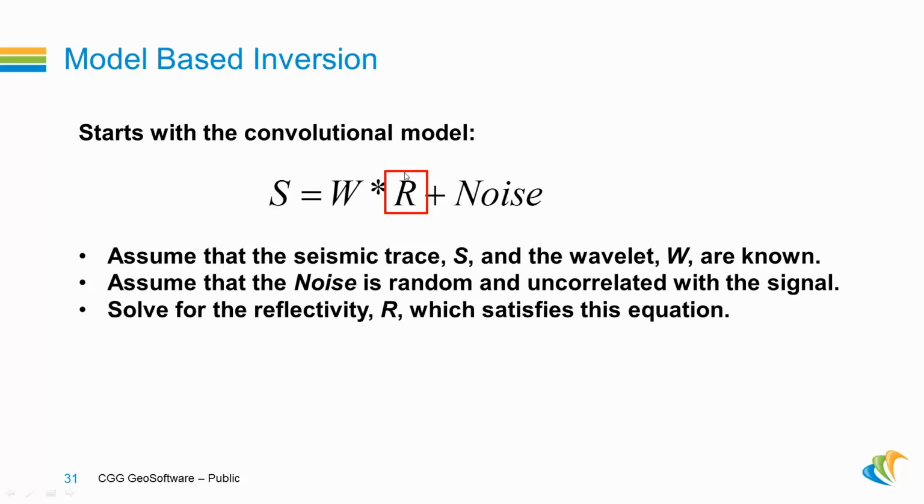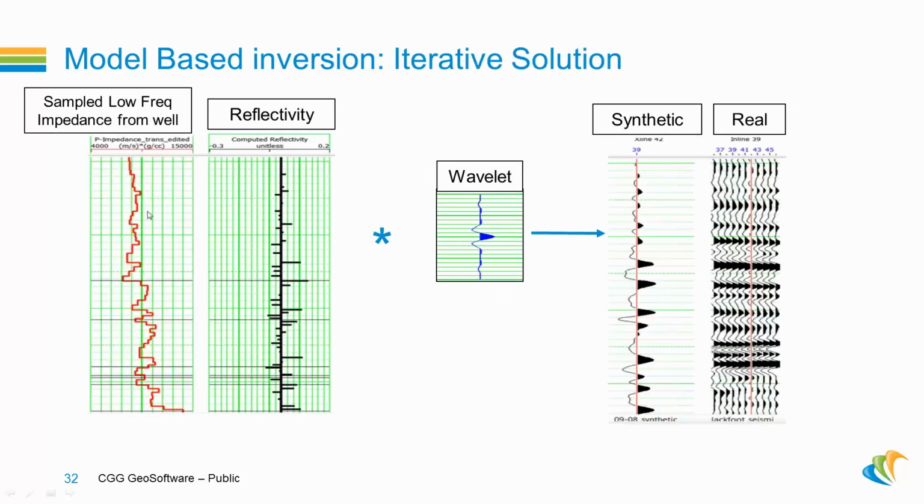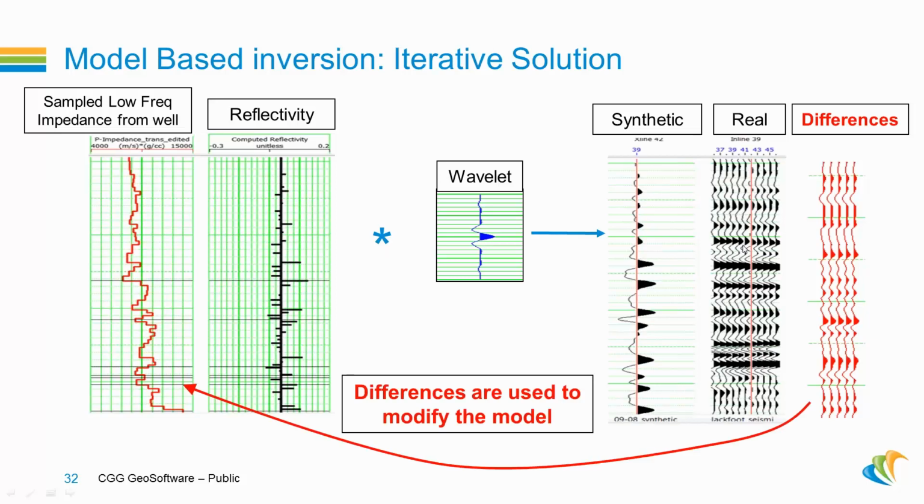So we iteratively change R until this equation holds, based on these known values, and the solution is done iteratively. So how is it done? We have this initial model here on the left-hand side, and reflectivity can be calculated from that model. Convolve with the wavelet, we get the synthetic seismic data and compare it with the real seismic. There will be some differences. You need to apply the differences to the model and update the model.